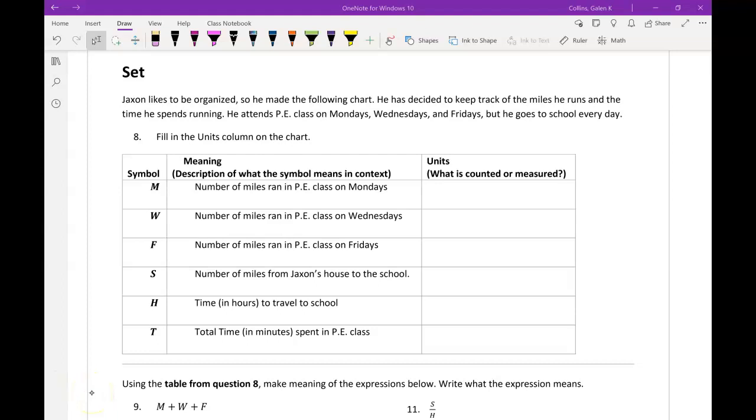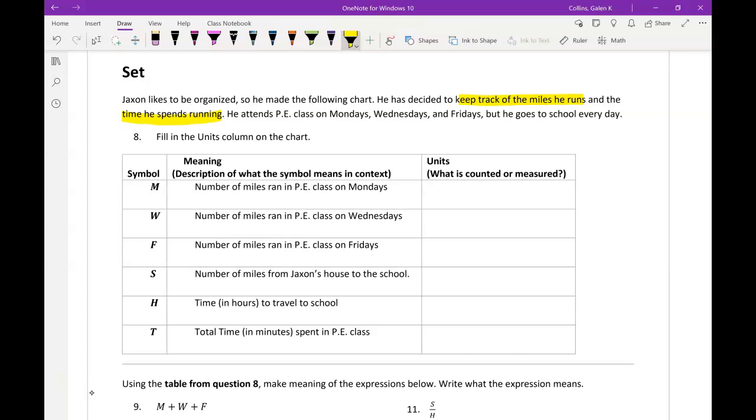For the set part of our Unit 4 Lesson 2 practice, this looks a little bit like the lesson from class. So let's read the top part together. Jackson likes to be organized, so he made the following chart. He has decided to keep track of the miles he runs. That seems important, so I'm going to underline or highlight it. And the time he spends running. So those are two different things, right? Miles versus time. He attends PE class on Mondays, Wednesdays, and Fridays, but he goes to school every day.